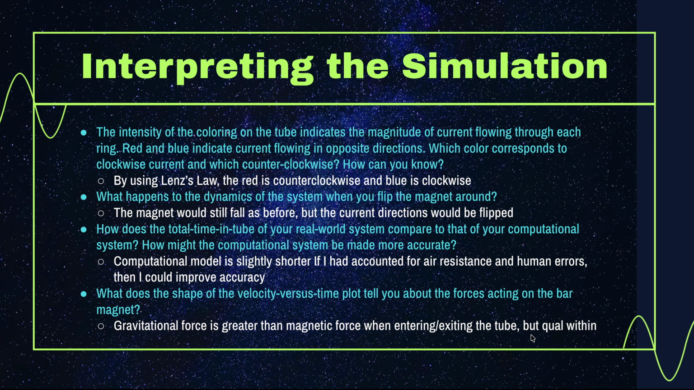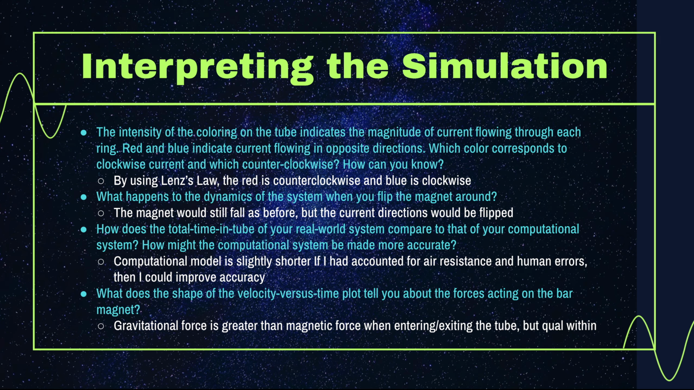Now to answer the questions about interpreting the simulation. The colored tube in the simulation shows the direction and strength of current in each ring. By using Lenz's law, I determined that the red represents counterclockwise current and the blue represents clockwise current. If the magnet was flipped, it would still fall the same, but the current directions would be flipped. The computational model time is slightly shorter, and if I had accounted for air resistance and human errors, I would be able to improve the accuracy and make it closer to the observed time, which was 13.48 seconds.